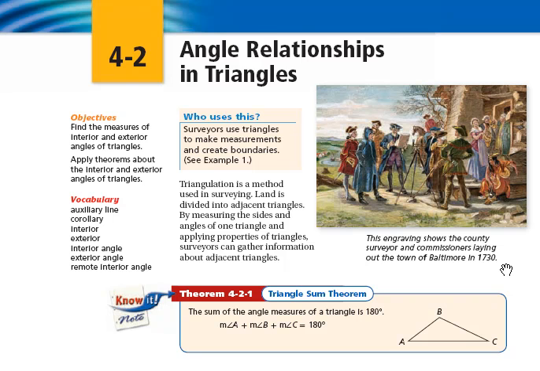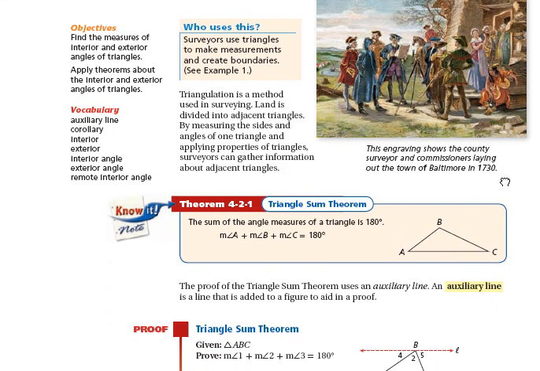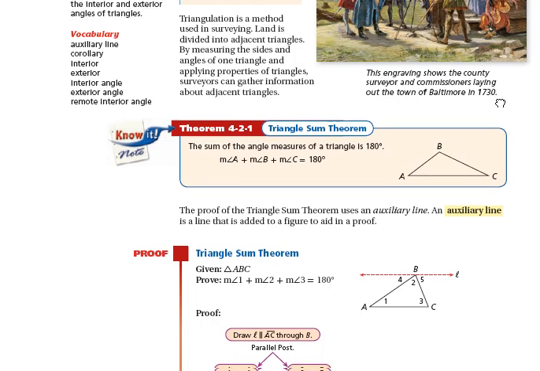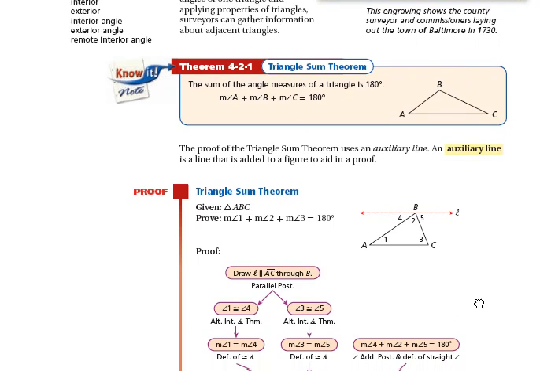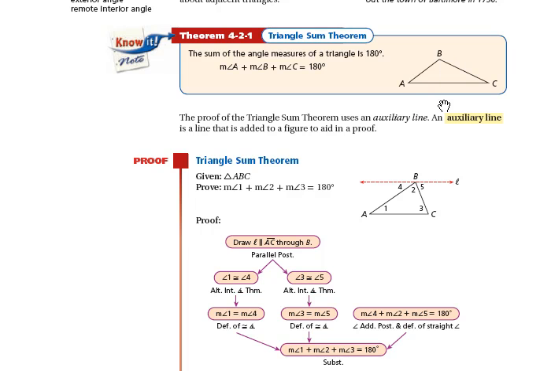Just real quick, the first theorem is called the triangle sum theorem, and this is a pretty popular theorem that you use. Basically what it's saying is that if you add up all three of the angles in any triangle, they're going to equal 180 degrees. So angle A plus angle B plus angle C, those three angles together will equal 180 degrees. That's important when you're looking at solving triangles or finding the angles of a triangle.